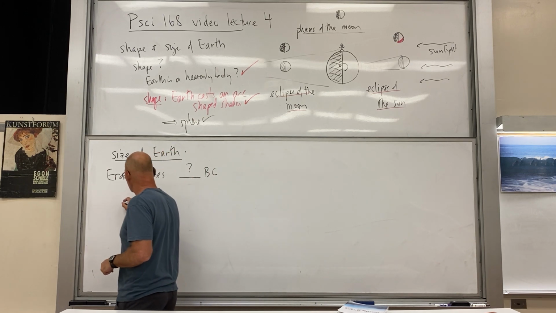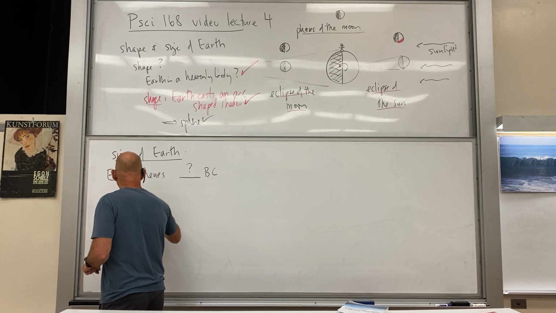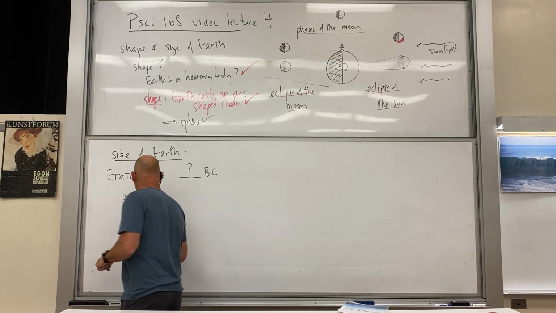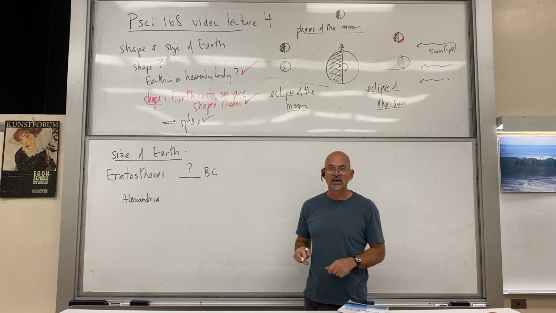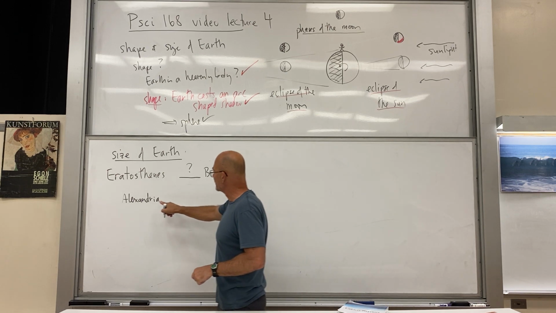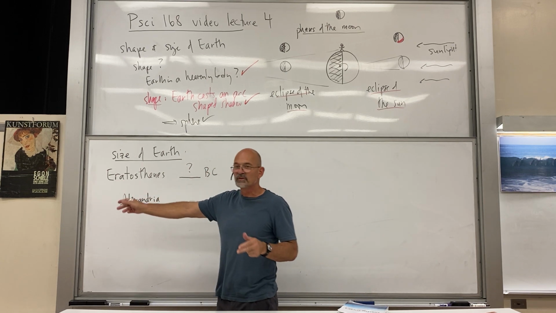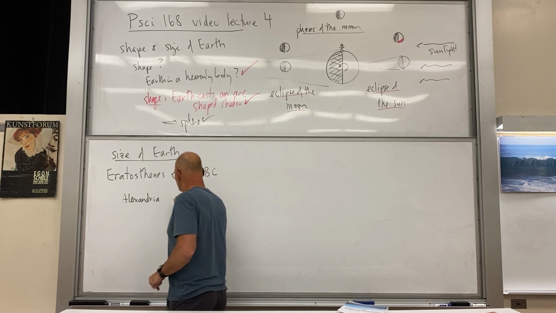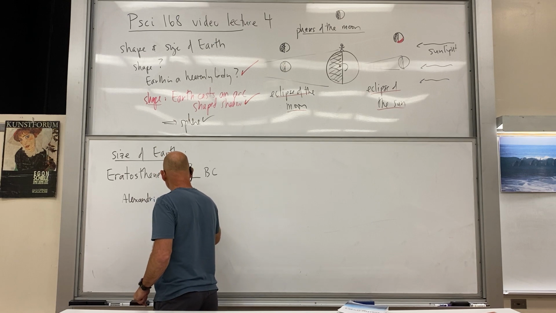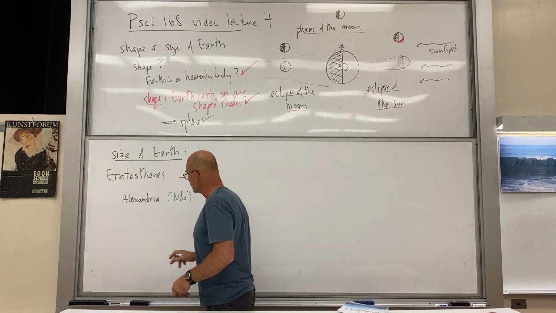So Alexandria was on the Nile River on the Mediterranean coast. Okay, so you have to look up. Alexandria is on the northern coast of Africa, the Mediterranean coast, on the Nile, and he was a scholar there.